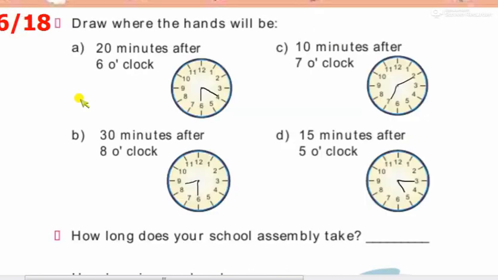So dear students, this is how we can draw the hands of a clock when time is given. So in question A, you see our minute hand is pointing towards 4 and our hour hand is pointing towards 6. In question B, our hour hand is pointing between 8 and 9 and minute hand towards 6. Question C, our hour hand is pointing towards 7 and minute hand is pointing towards 2. And in question D, our hour hand is pointing towards 5 and minute hand is pointing towards 3.